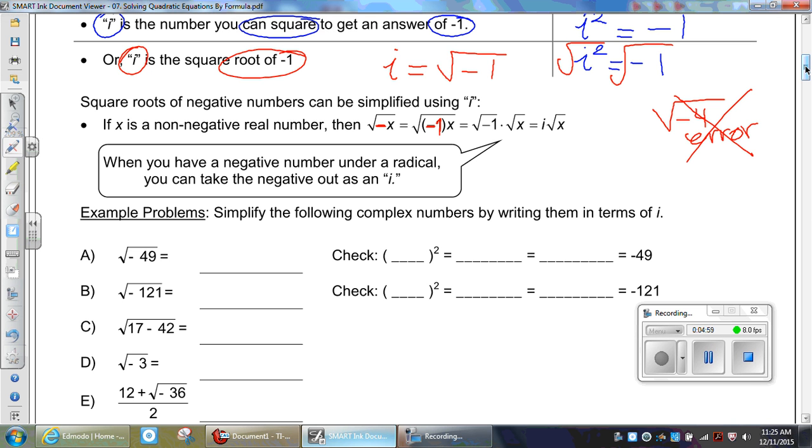After that, we know that the root of a product is the same as the product of the roots. And the square root of -1, by definition, is i. That's what we're going to use here. All right, let's get started with the examples.